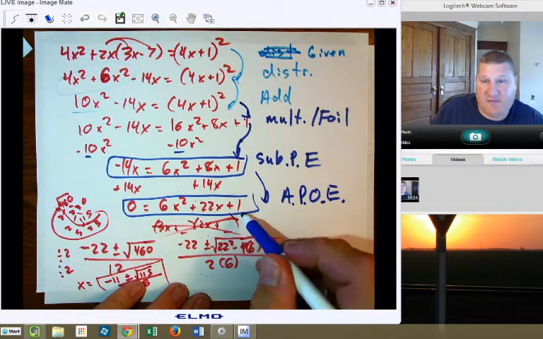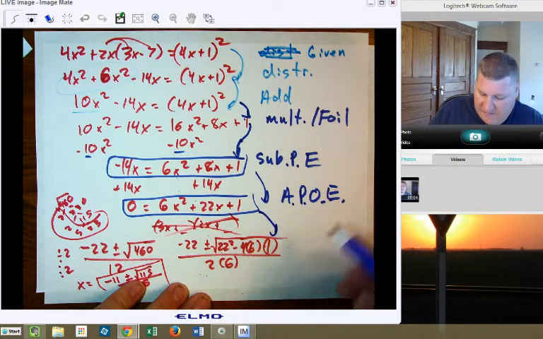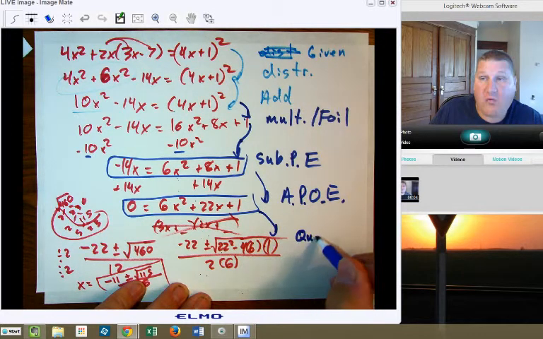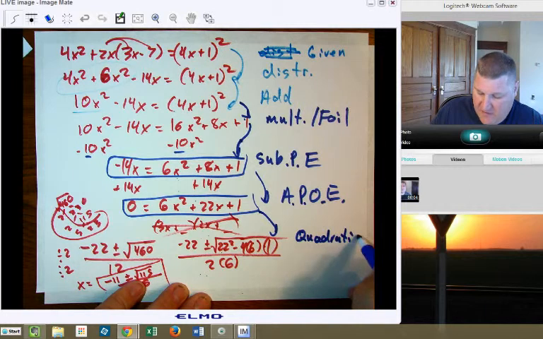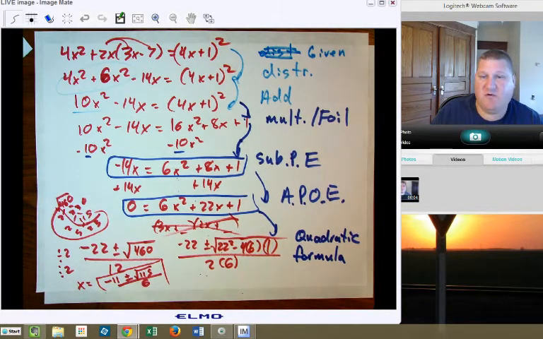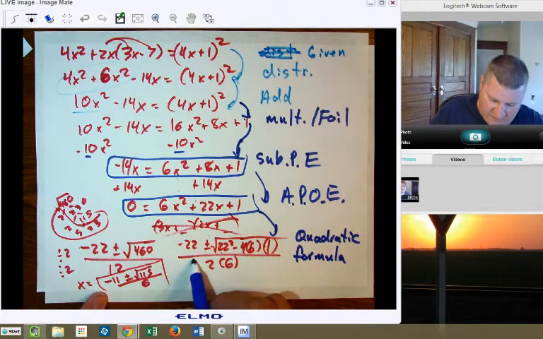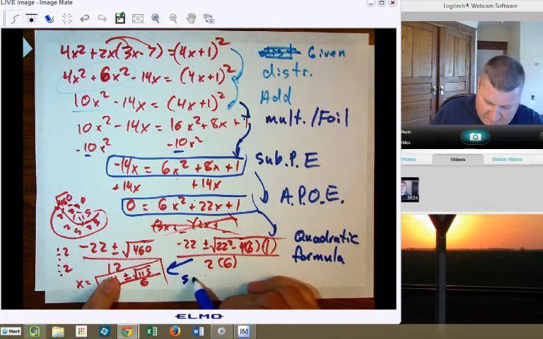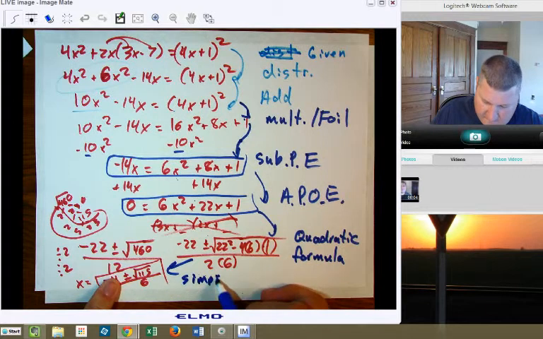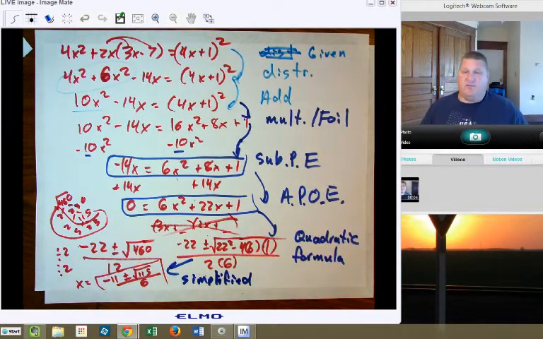And how do I get from here to here? In this case, I use the quadratic formula. Quadratic formula is my reason. How did I move from here to here? I simplified. And that creates a proof for algebra.